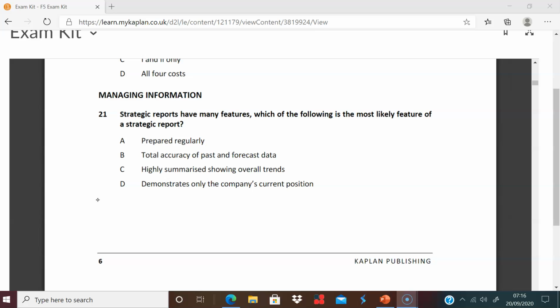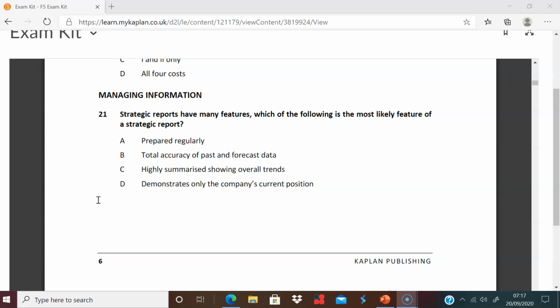Features. Which of the following is the most likely feature of a strategic report? Again, there is that sort of forecasting future characteristic, if you like, so to speak. Strategic reports are not prepared regularly. Remember, these are sort of 5 to 10 year plans, if you like. They're always looking forward, so they're not prepared regularly.